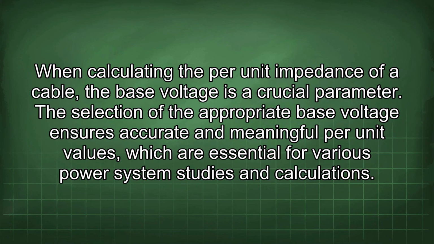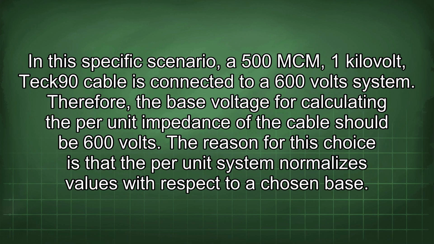When calculating the per unit impedance of a cable, the base voltage is a crucial parameter. The selection of the appropriate base voltage ensures accurate and meaningful per unit values, which are essential for various power system studies and calculations. In this specific scenario, a 500 mcm 1 kV Tech90 cable is connected to a 600 volt system. Therefore, the base voltage for calculating the per unit impedance of the cable should be 600 volts.